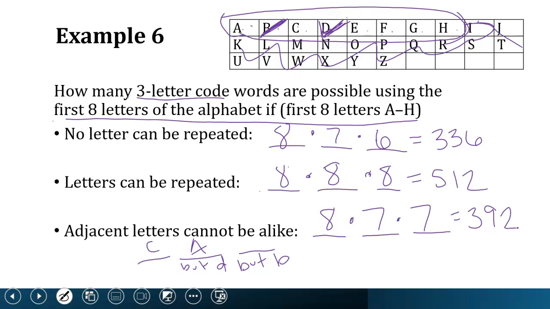So then again, say my license plate, I did CAF. But then I didn't follow the instructions and I do CDG. Well, D follows C, so that's not going to work. But CAF are completely different order. Nothing is adjacent, so that is correct.